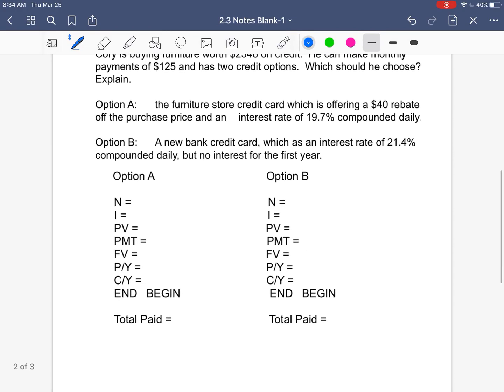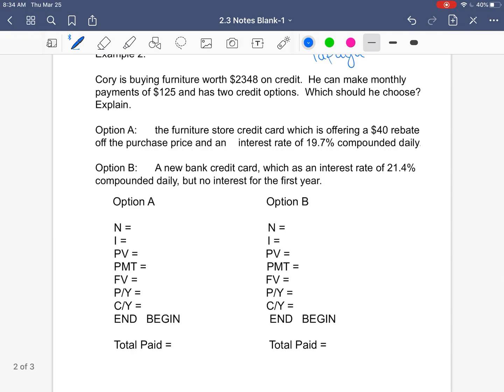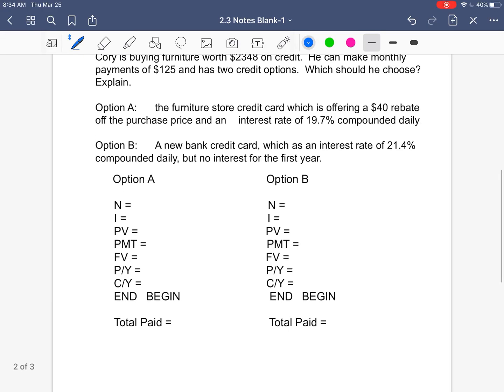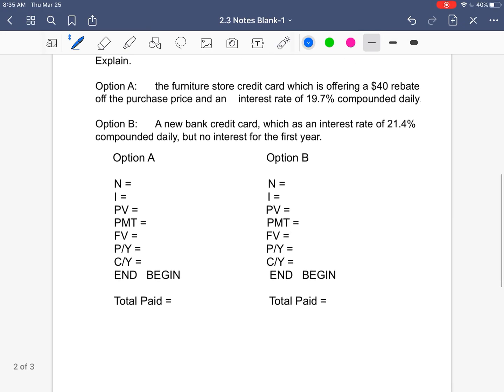Anywho, so on to our second example. So Corey is buying furniture worth $2,348 on credit. He can make monthly payments of $125 and has 2 credit options. Which should he choose? Explain. So the furniture store credit card, which is offering a $40 rebate off the purchase price and an interest rate of 19.7% compounded daily. That is what a credit card rate is.